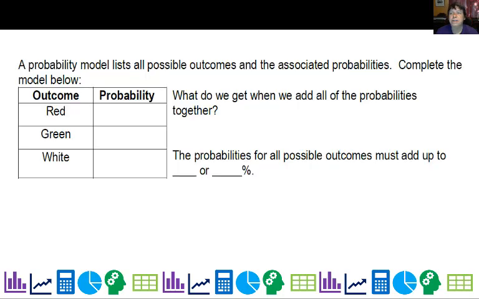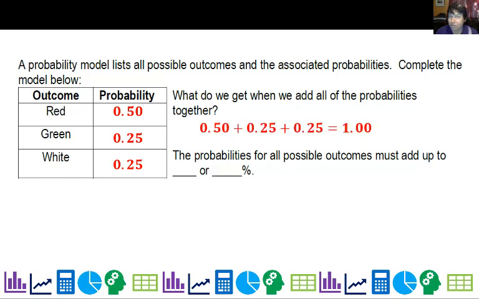We can actually fill in the probability model for the urn. The probability of red, we said, was 50-50, because there are 2 red marbles, 2 out of 4. Green is 1 out of 4, and white is 1 out of 4. What do we get when we add them all together? We get 1. Sometimes, if you're doing it from observation, it might not be exactly 1. It'd be like 0.99 something or 1.01 something. But it's very, very close to 1 when you're doing observed. So basically, the probabilities for all possible outcomes on a model where we know the theoreticals must add up to 1 or 100%.